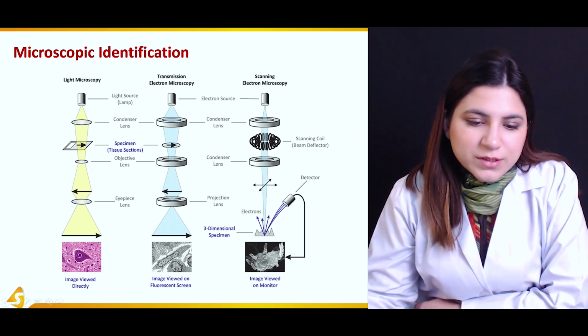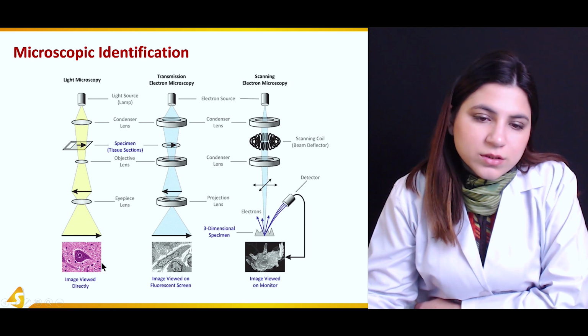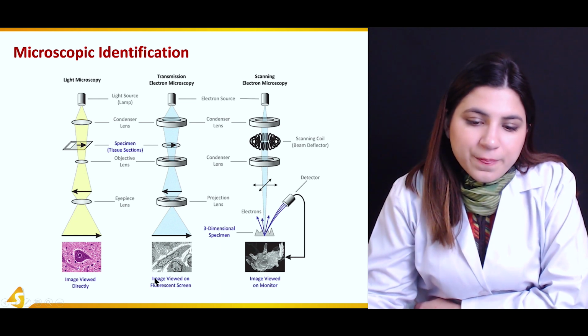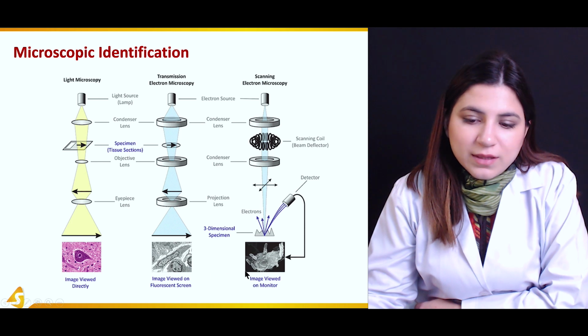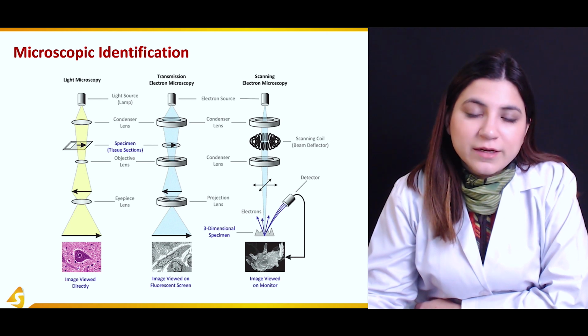This is the image that can be directly viewed under light microscopy. This is the image that can be viewed on a fluorescent screen with the help of a transmission electron microscope. And this is the 3D image that can be formed by using a scanning electron microscope.